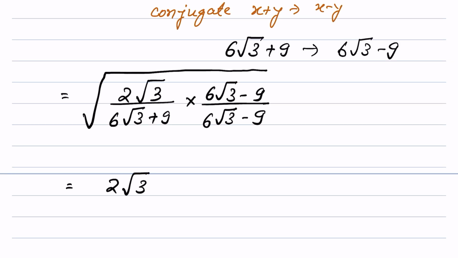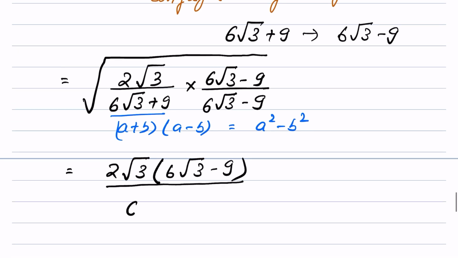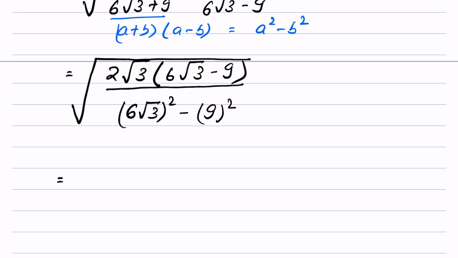2 times square root of 3, then times 6 times square root of 3 minus 9 upon, this is in the form of a plus b times a minus b, and this is equal to difference of squares. We can write a square minus b square. So here we can write 6 times square root of 3 square minus 9 square under square root. 2 times square root of 3 times 6 times square root of 3 equals 12 times square root of 3 square, minus 18 times square root of 3. 9 times 2 is 18.